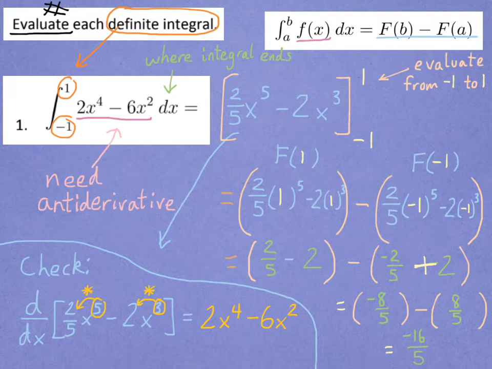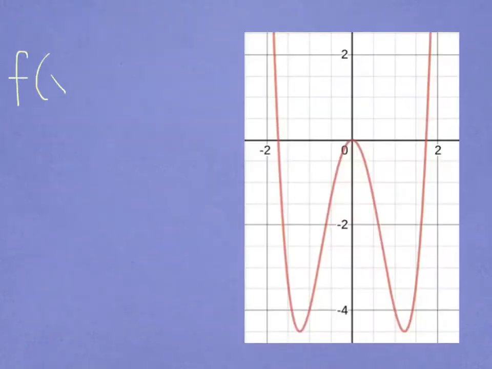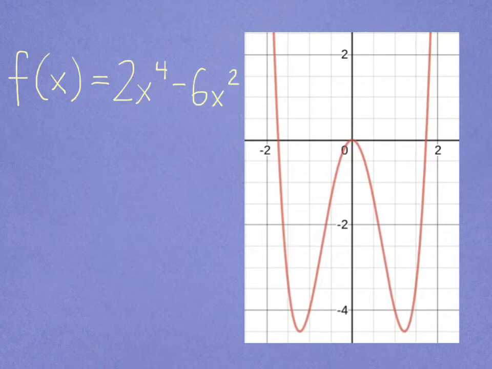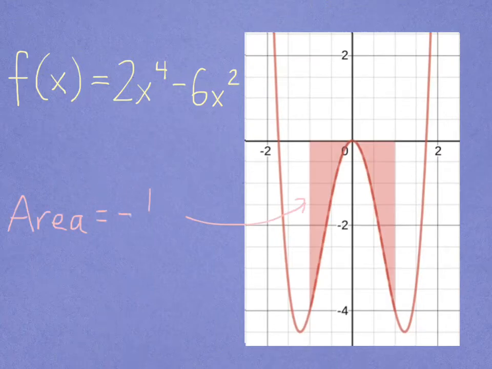All right, so let's look at one more example before we close. Oops, except I wanted to show you a visual representation of what we just did. So here's a graph of the function that we used for little f of x, 2x to the 4th minus 6x squared. And so we evaluated it from negative 1 to positive 1, so that would give us this area. That's saying that area is negative 16/5. Okay, and we can see that the negative part makes sense because this area is under the x-axis.